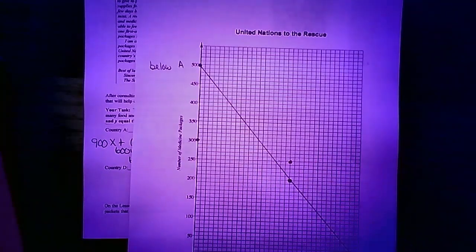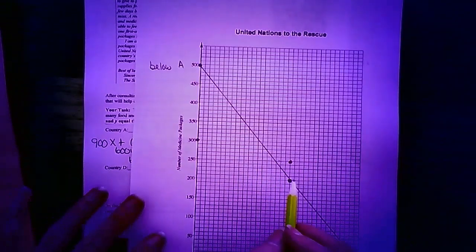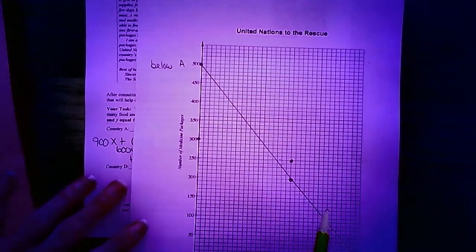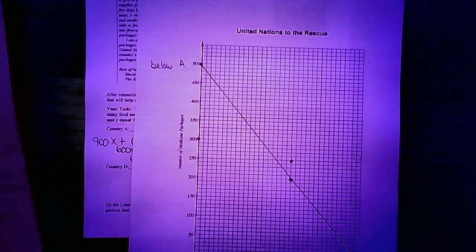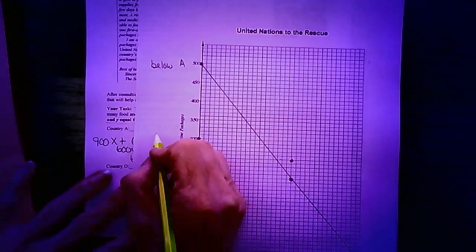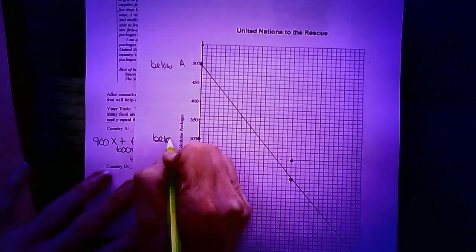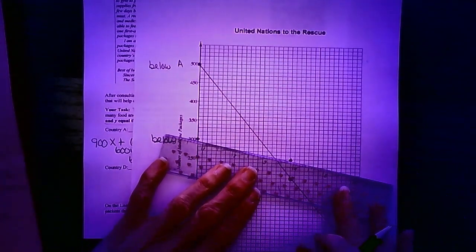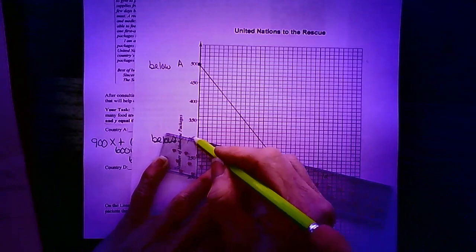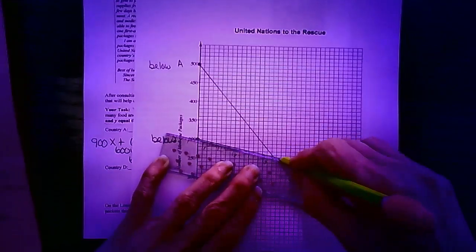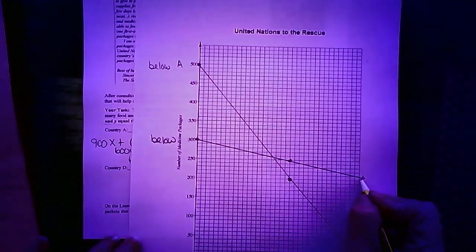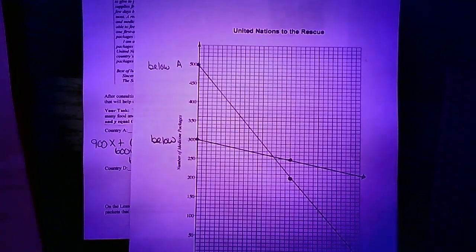Now, this was a less than or equal to, so this is another below, and it's going to be solid because it's or equal to. So I'm going to write below, and then I'm going to draw my line. All right, pretty good. All right, now we're on to country C.